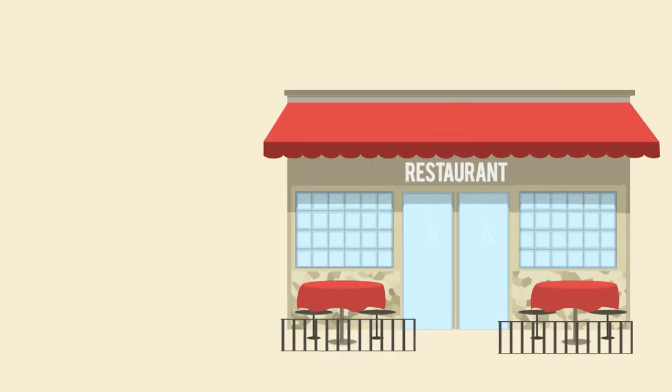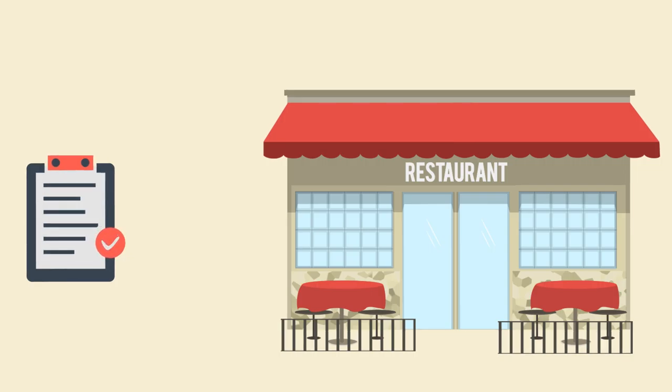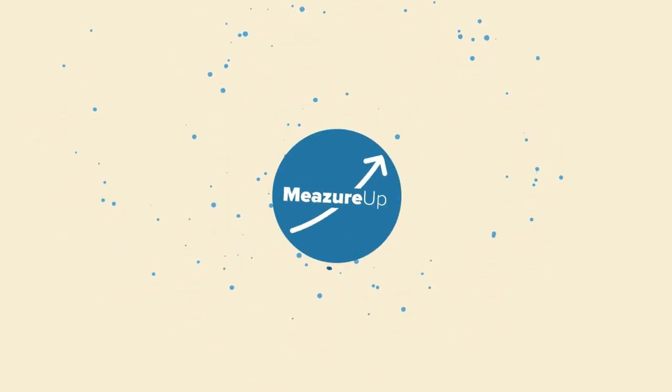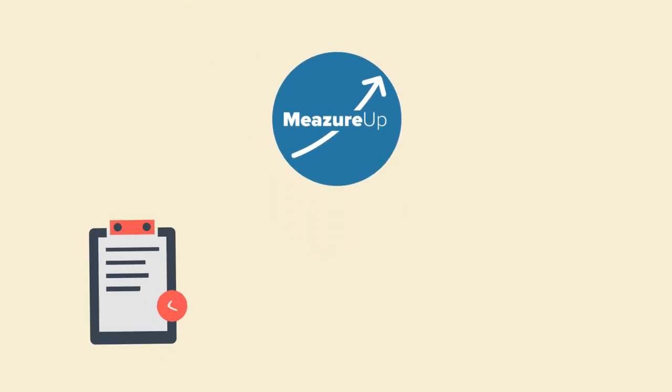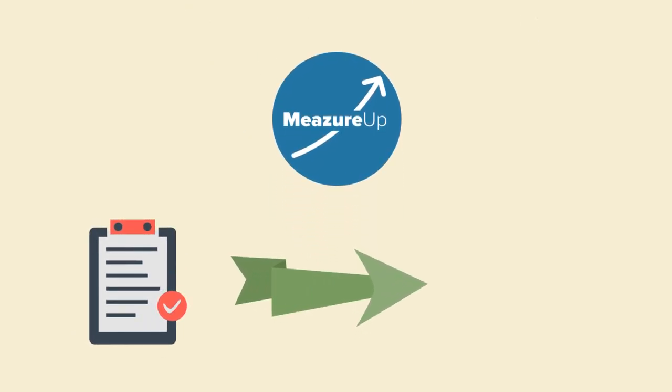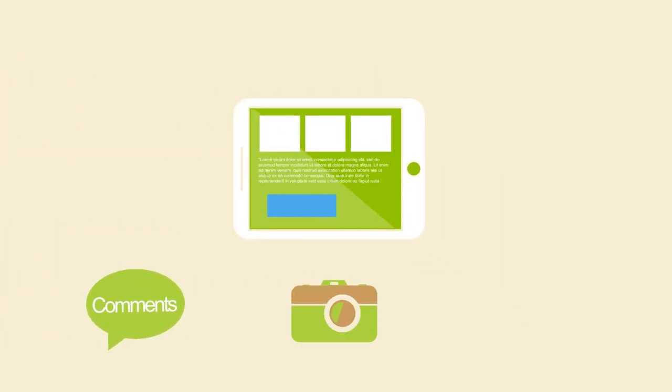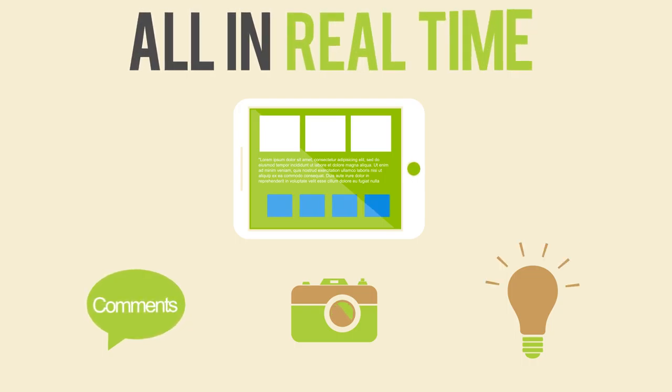Many restaurant chains use nothing more than old paper and Excel to track their business's operational assessments. At MeasureUp, we take these legacy assessment forms and digitize them onto tablets, giving new functionality that paper and Excel can't match. Now you can add comments, pictures, action plans, and receive aggregated data for your entire organization, all in real time.